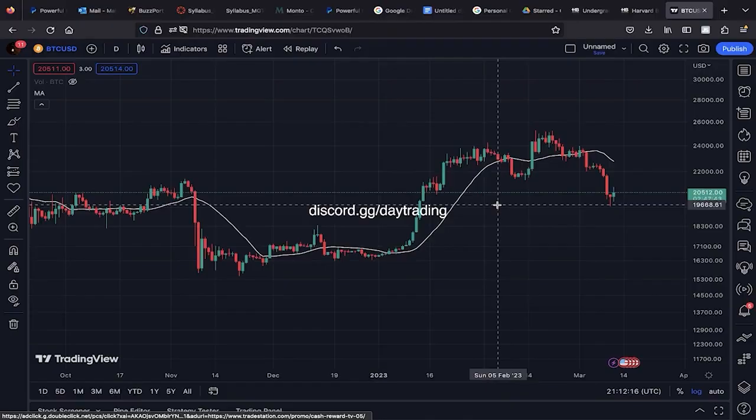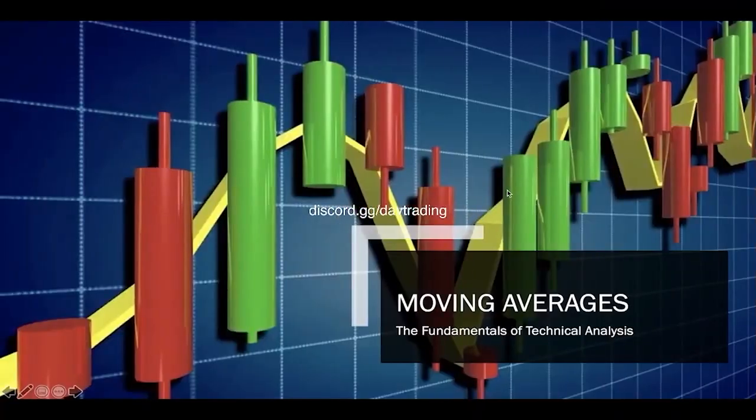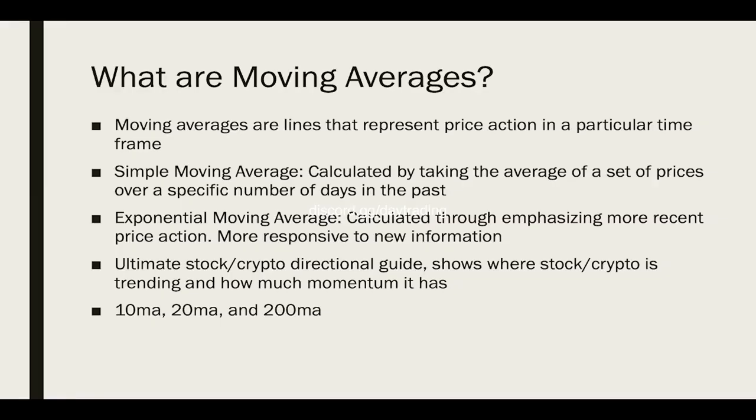Now, let's go into how to actually take advantage of the 20-day moving average and how to use it. So, moving average. This is one of the fundamentals of technical analysis. This is, I would say, just as equally important as learning and understanding the candlesticks. It's just as important to understand how to use the 20-day moving average.